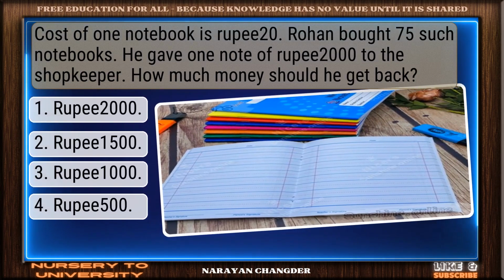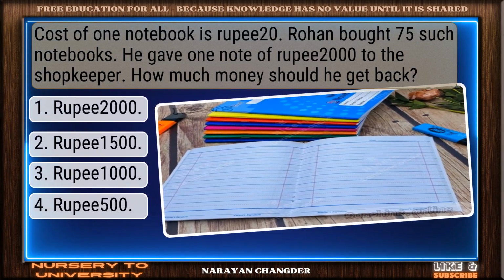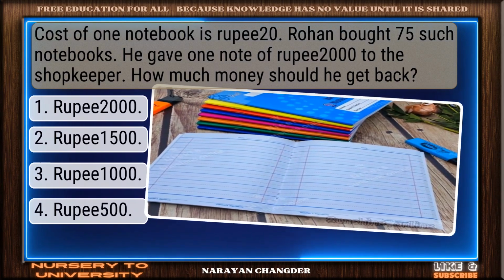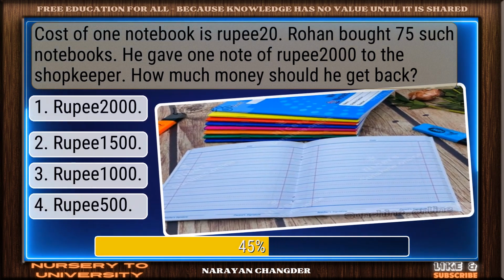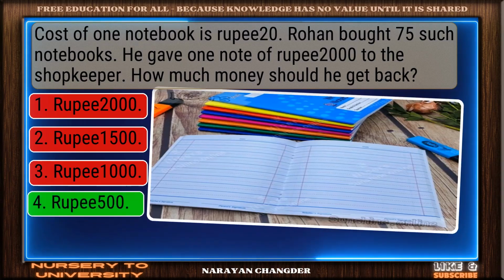Cost of 1 notebook is rupee 20. Rohan bought 75 such notebooks. He gave 1 note of rupee 2,000 to the shopkeeper. How much money should he get back? Great job. Rupee 500 is the accurate answer.